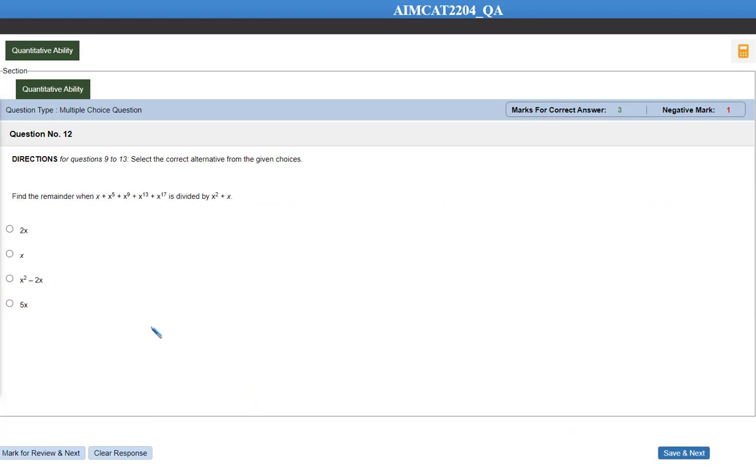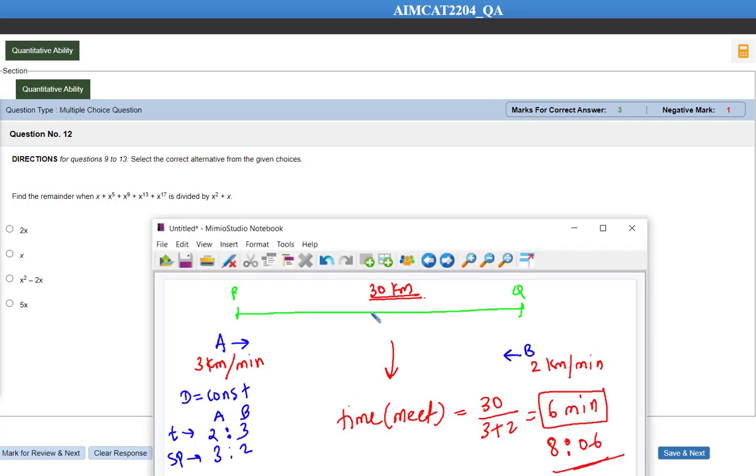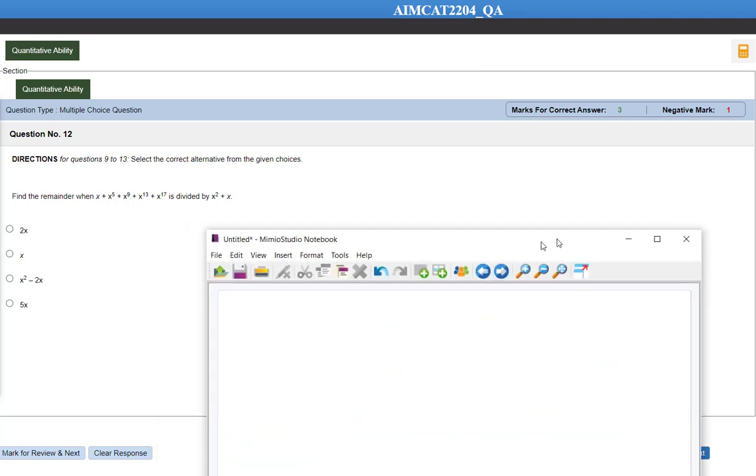Then next, question number 12. Find the remainder when x plus x to the power 5 plus so on till x to the power 17 is divided by x square plus x. This is also a common type of question. Over here the divisor is a quadratic equation. If the divisor is a quadratic equation, then the remainder is going to be a linear equation, that means ax plus b. So let's try to solve this.